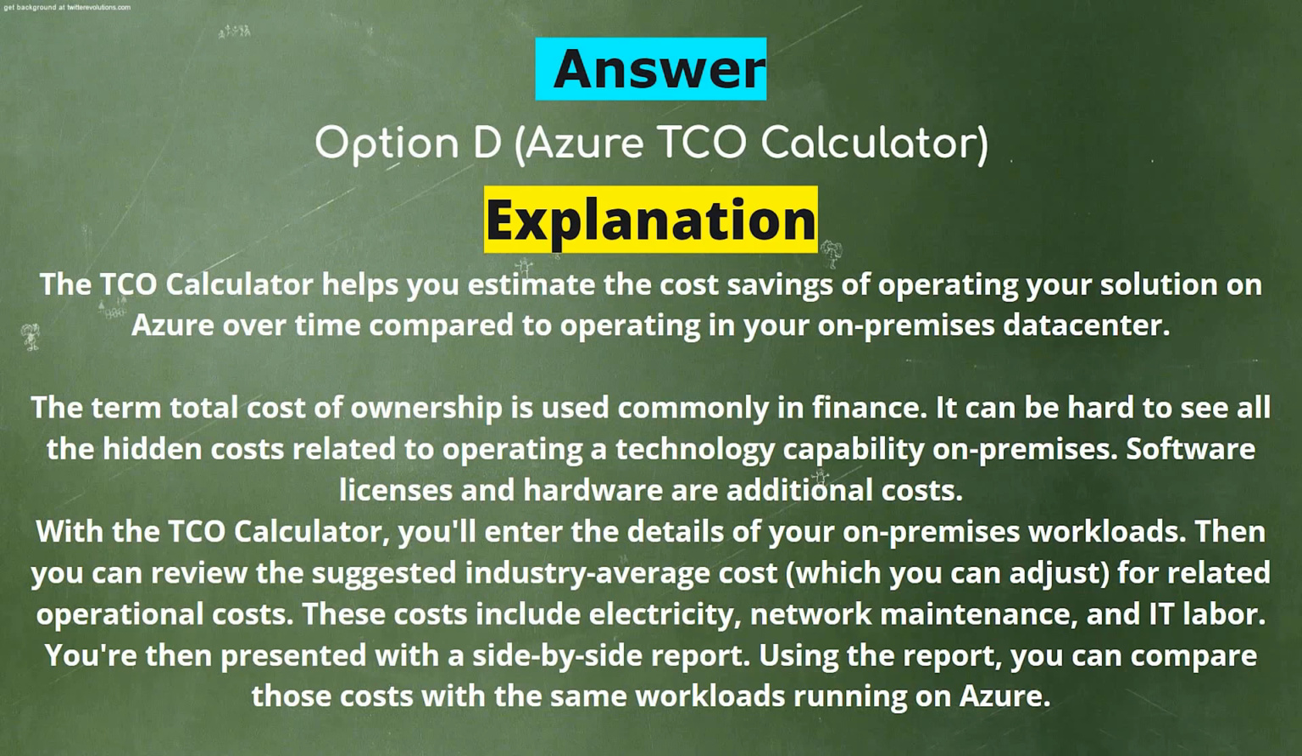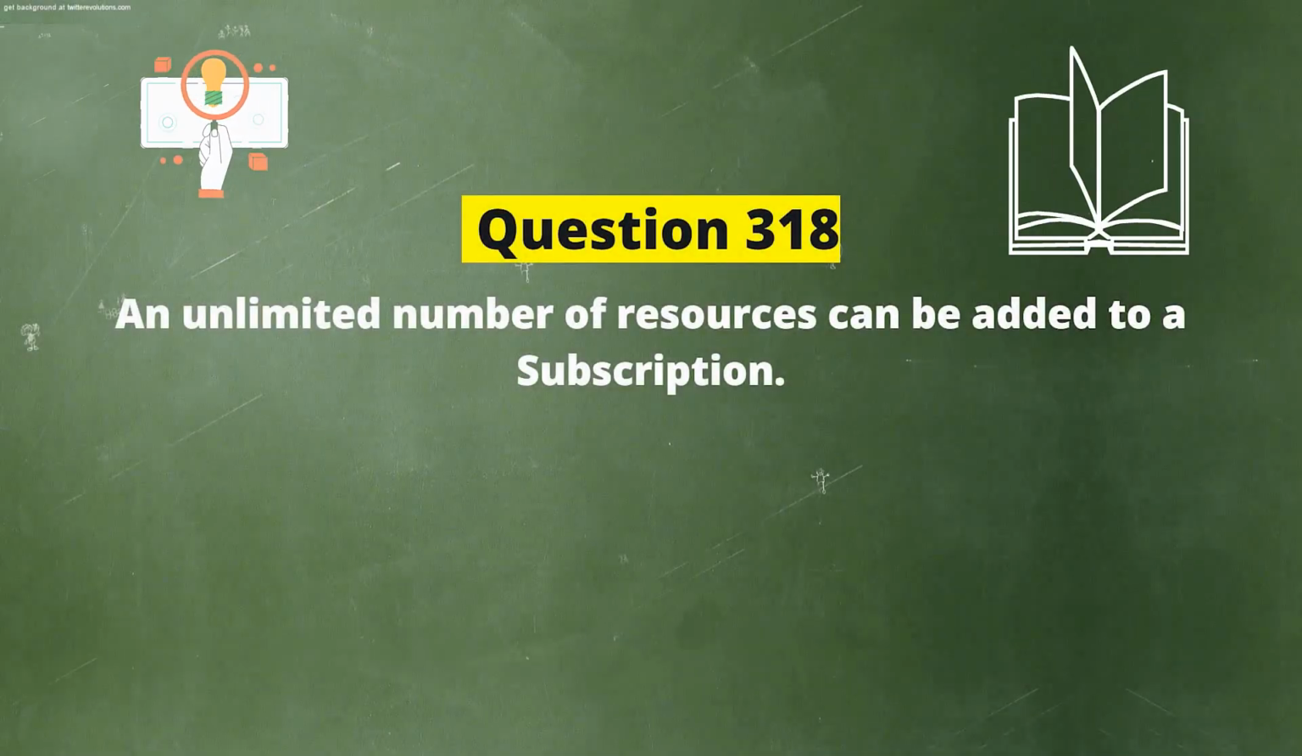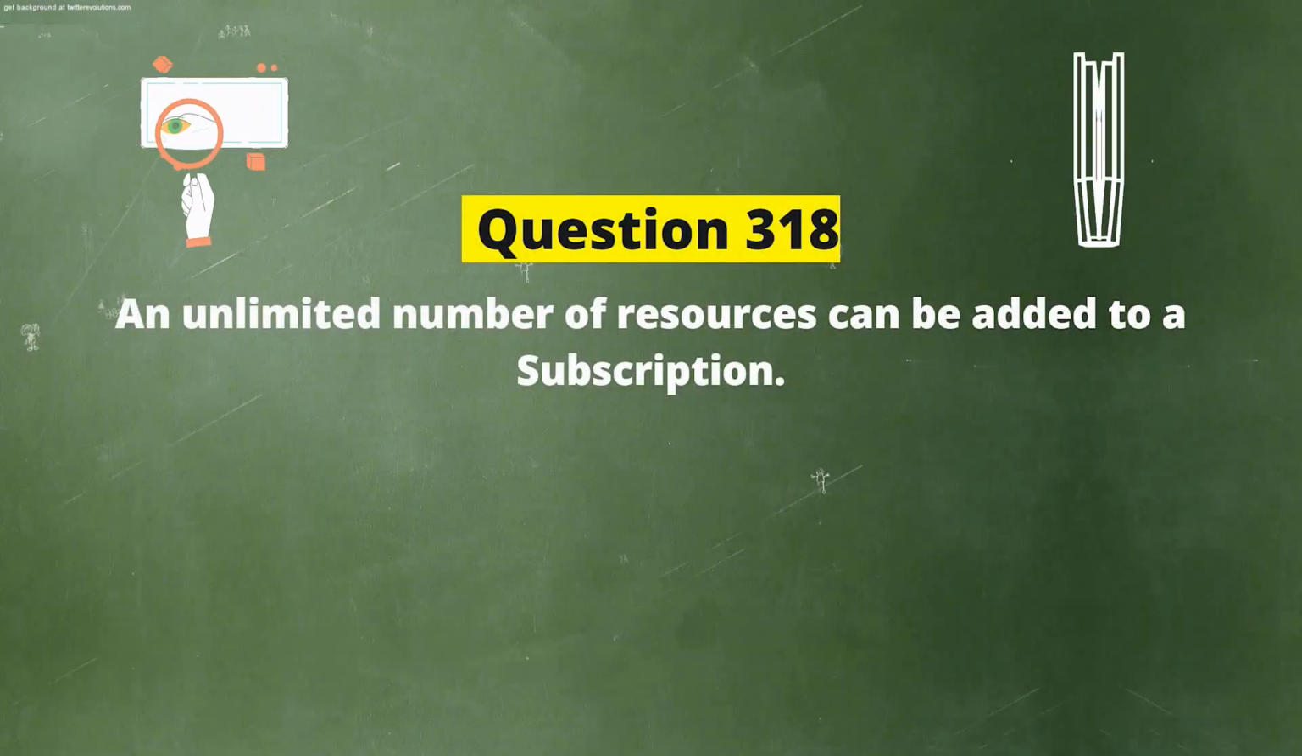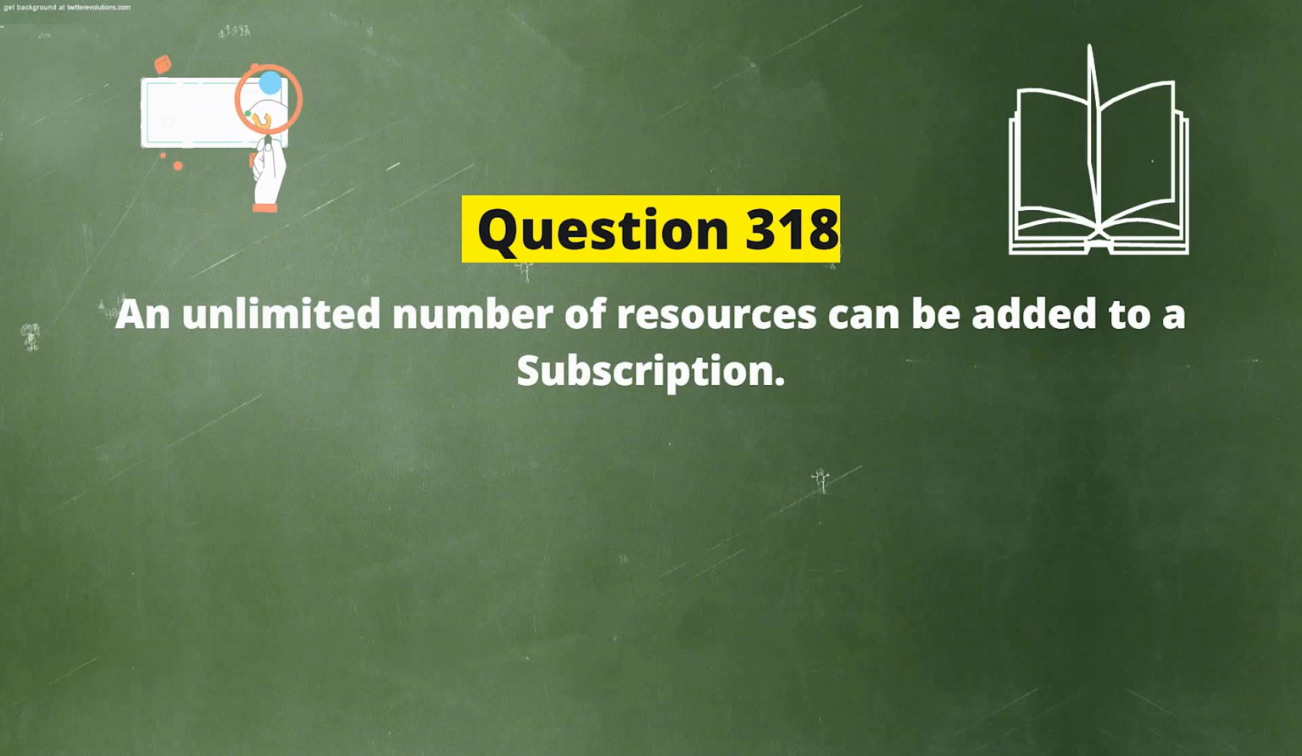With the TCO calculator, you will enter the details of your on-premises workloads. Then, you can review the suggested industry average cost, which you can adjust for related operational cost. These costs include electricity, network maintenance, and IT labor. You are then presented with a side-by-side report. Using the report, you can compare those costs with the same workloads running on Azure. Next question. An unlimited number of resources can be added to a subscription.